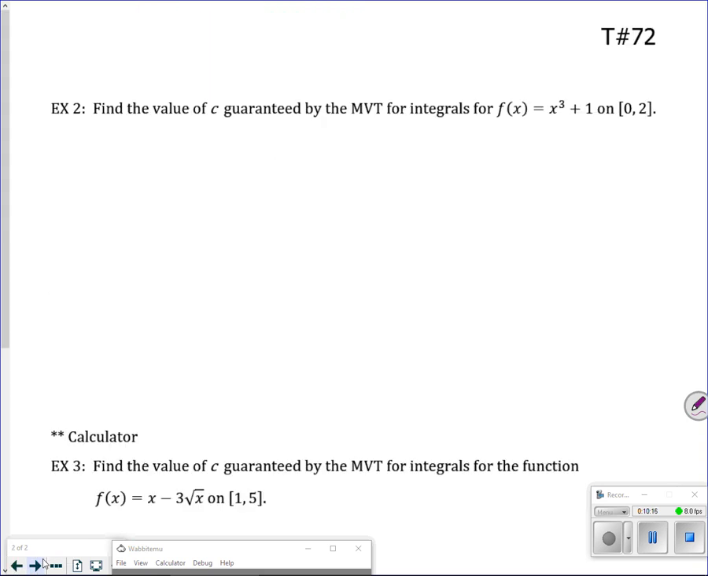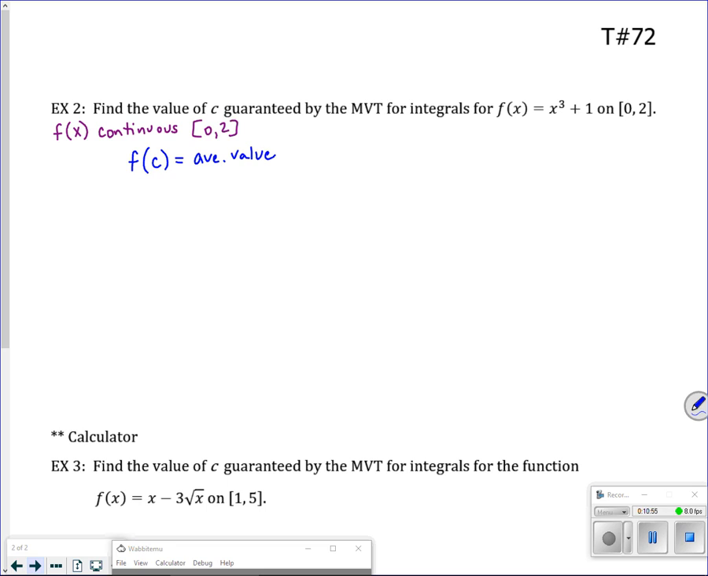It says find the value of C guaranteed by the MVT for integrals for that function. Obviously that is a continuous function, and since it says guaranteed, you wouldn't necessarily have to write this, but I want to be clear because a lot of times it asks you when the MVT applies. Notice that f of x is continuous from 0 to 2. It's a polynomial, so it is. So it says find the value of C guaranteed by the MVT. In my brain, I go f of C is equal to the average value.